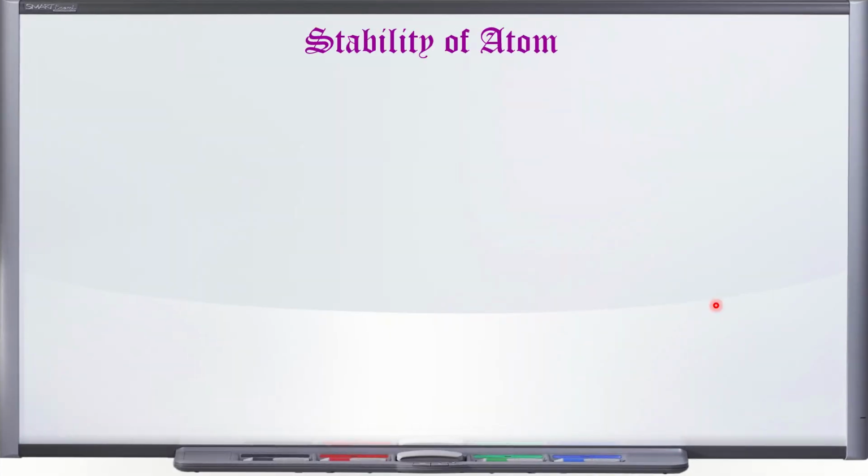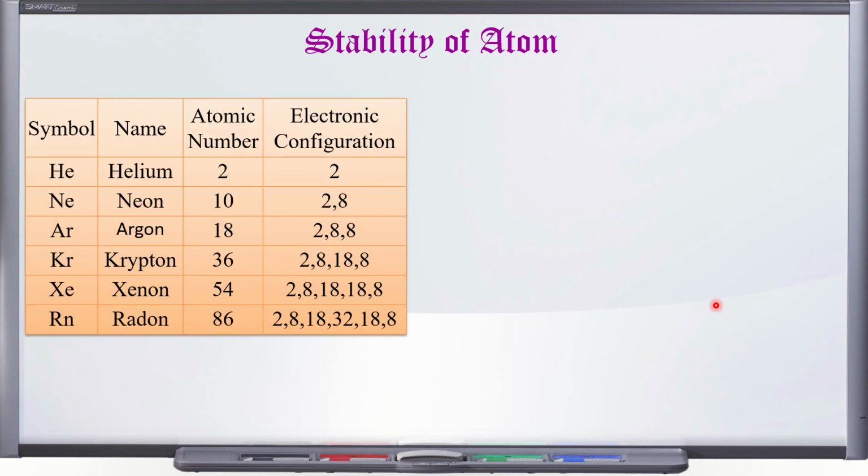Now, stability of atoms. Dear students, look, there are some atoms: helium, neon, argon, krypton, xenon, radon. You need only helium, neon and argon, but I have shown the other three also. There is no need to learn the electronic configuration of these three; I have shown them just for your clear conception.